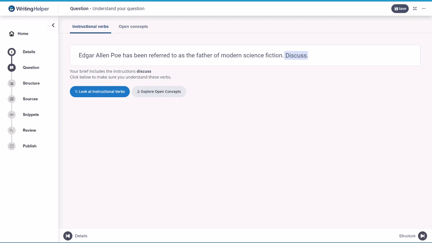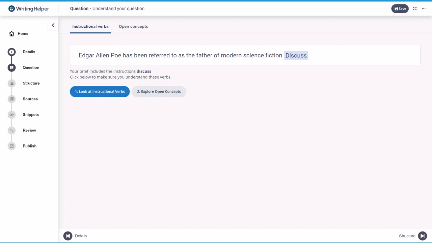So taking time to focus on what the objectives of your writing are is really important, and getting the foundations of the project right at this stage will save you lots of problems further down the road. And the question stage has two distinct elements to it. Firstly, instructions, and secondly, open concepts. And for this video now, I'll talk about the instructional verbs.